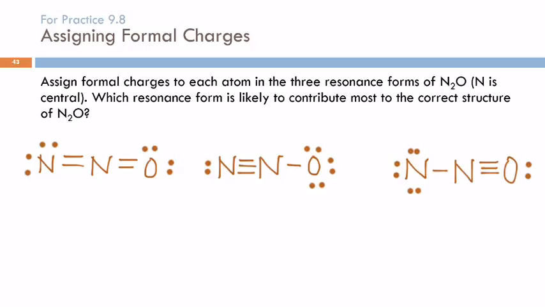So what we're looking for here is which one has the best formal charges. That one's going to have more contribution to the correct structure. So we'll mentally, or actually physically, divide up these bonds. Just cut them in half and figure out what the formal charges are.